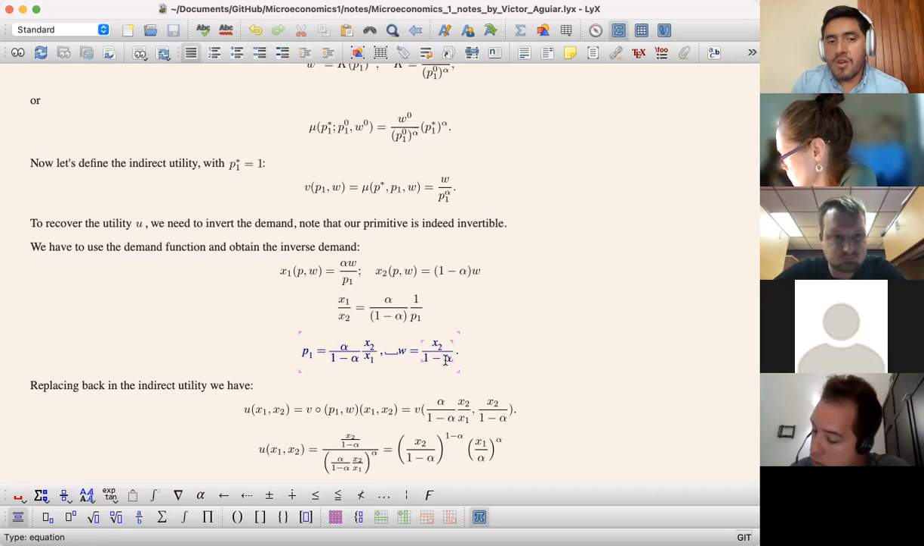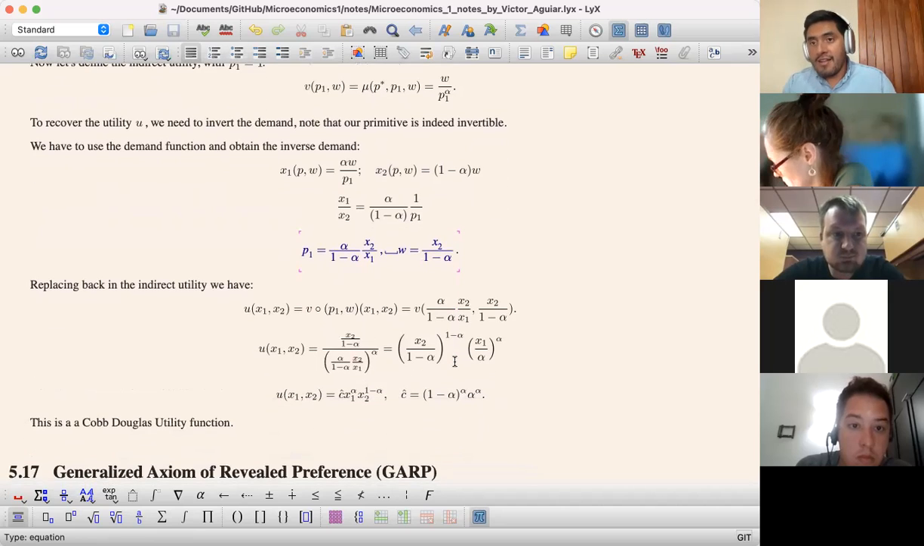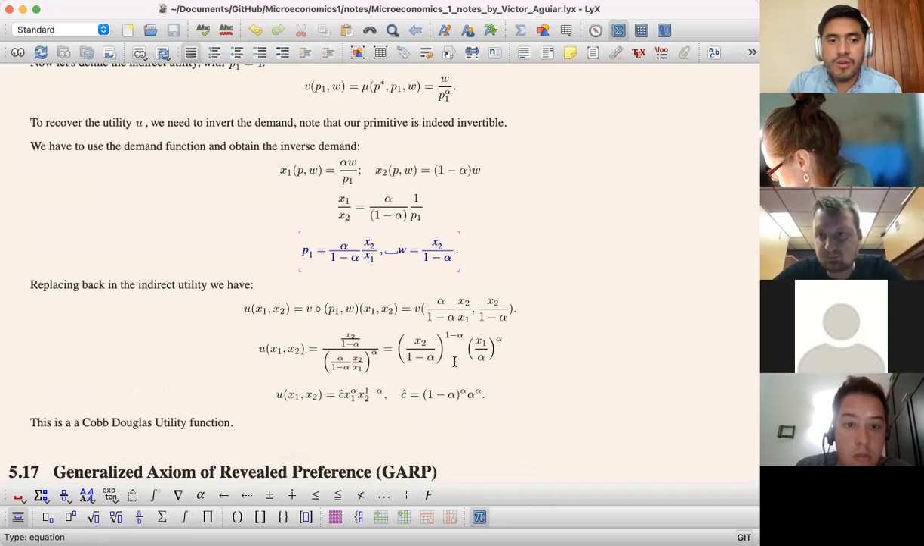So now in this particular case, I obtain the inverse demand of the Cobb-Douglas. The inverse demand is P1 is equal to alpha divided by 1 minus alpha, X2 over X1, and W is equal to X2 over 1 minus alpha. So let's do the final step of this magic trick.